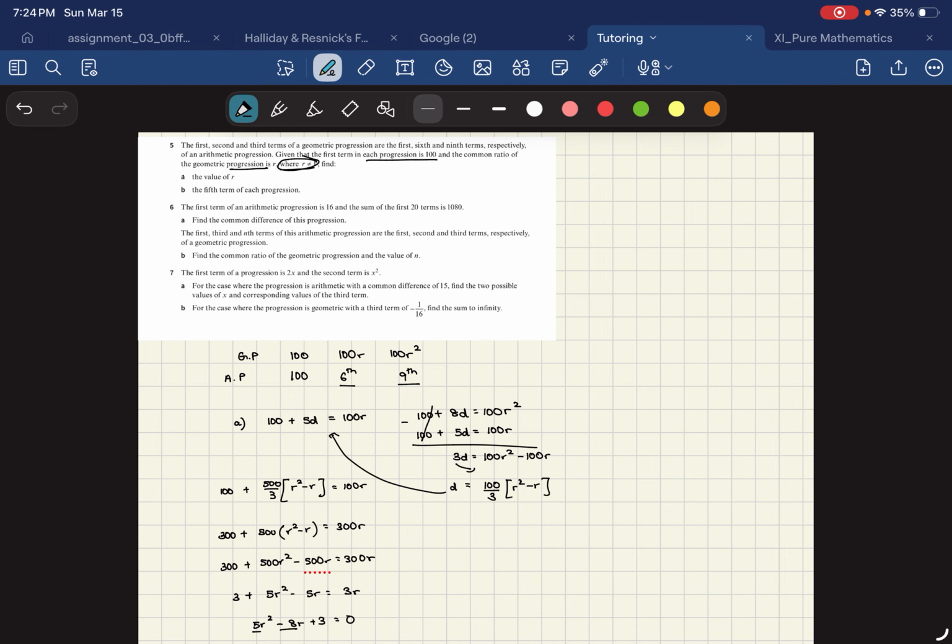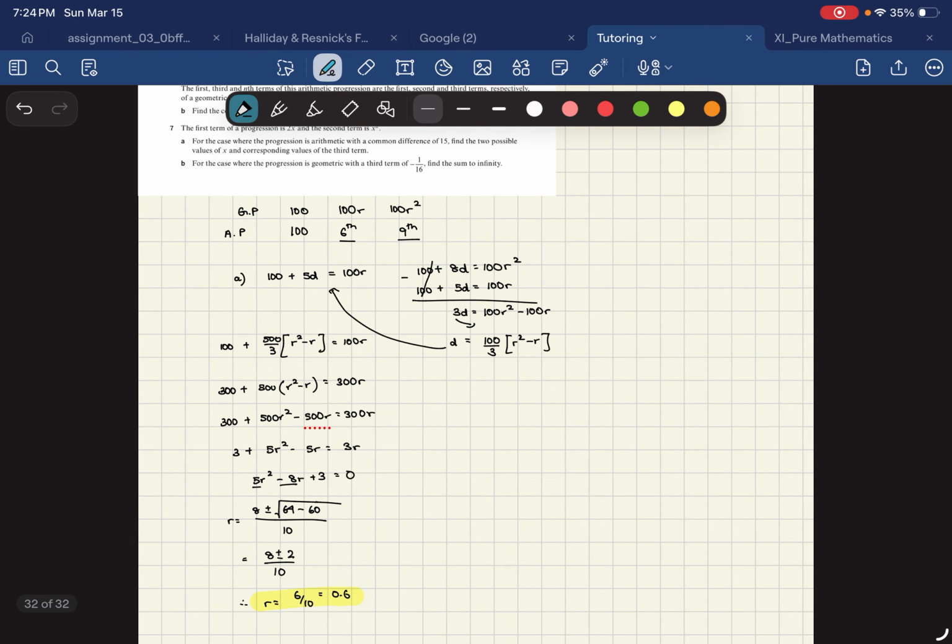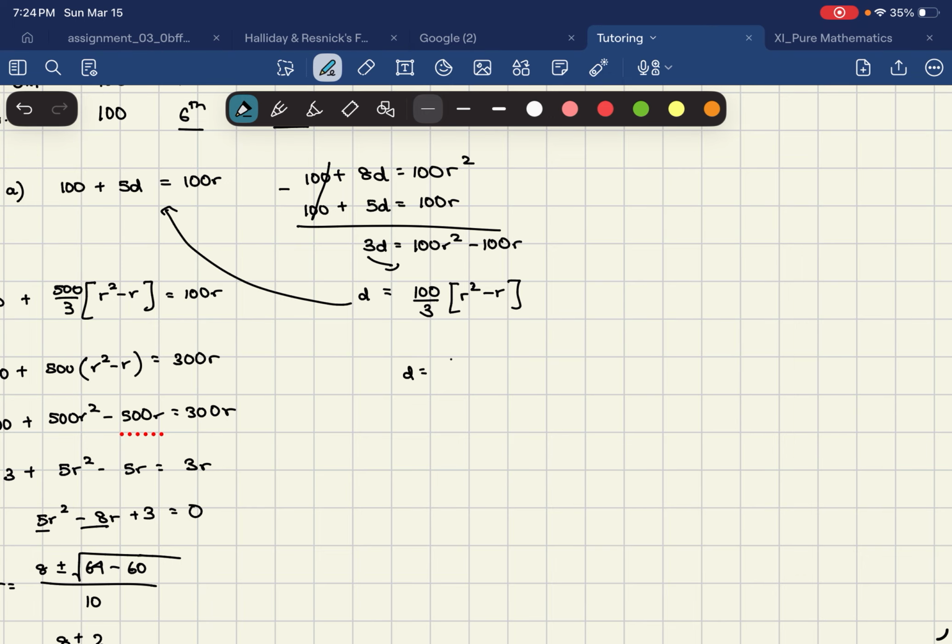It says find the fifth term of each progression. So let's just find d first. So d is just 100 divided by 3, times 0.6 squared, that is 0.36, minus 0.6. And if you put this in your calculator, you get d is equal to negative 8.